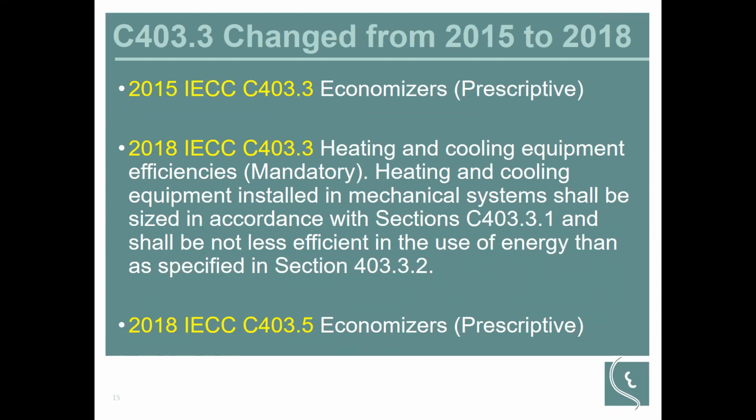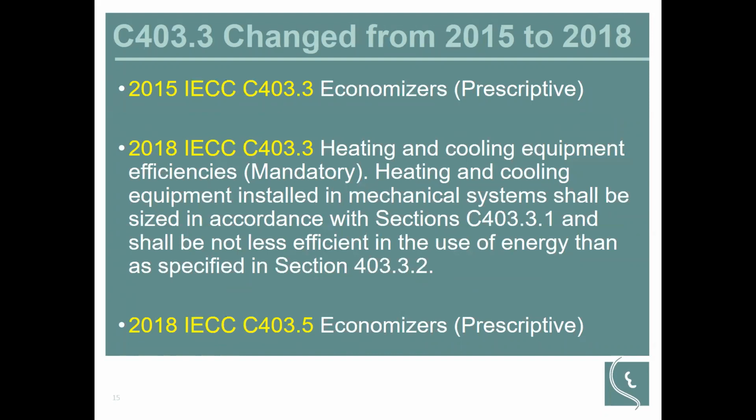that were prescriptive. Now at the bottom of that page that you're looking at, in the 2018 IECC, it's C403.5. So they've pushed economizers back further into the code where it was a more appropriate location for economizers. And now in the 2018 IECC C403.3, it states that heating and cooling equipment efficiencies, and this is new text, are mandatory. They were mandatory before, but the text is new.